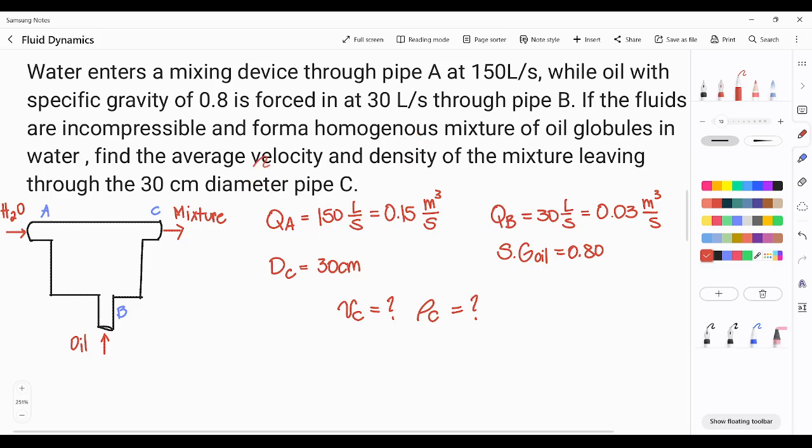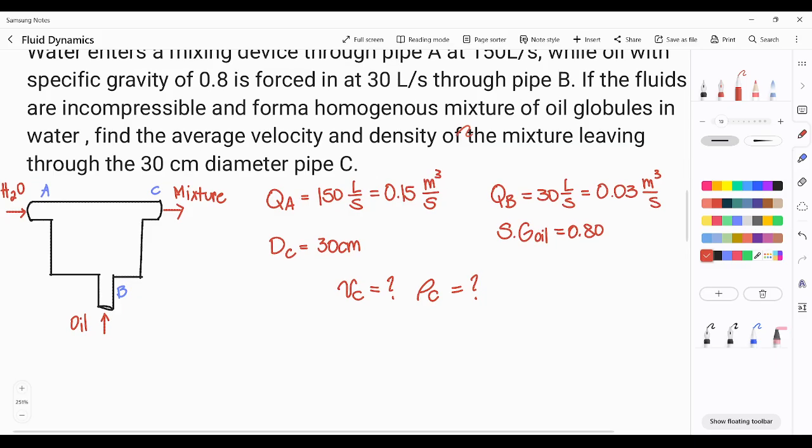Sabi sa problem, the fluids are incompressible. So, the conservation of mass applies to this problem. So, what is that? What is the conservation of mass? The conservation of mass simply states what? The mass flow rate going in the system is equal to the mass flow rate going out. Ibig sabihin, there's no change in our mass flow rate. Kung anong pumasok, siya ring lalabas.